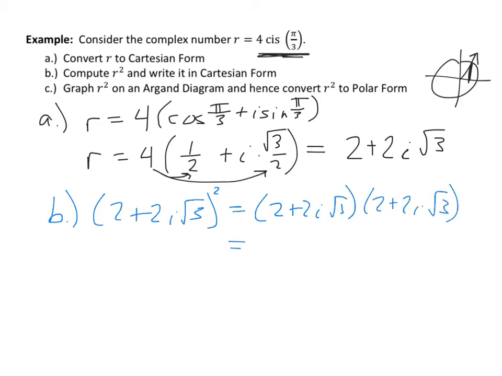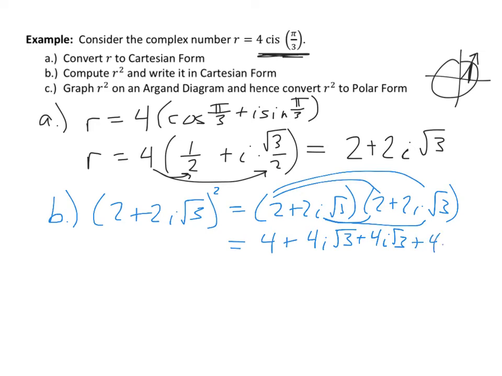So if I FOIL this out, 2 times 2 is 4, and then here I'm going to get 4I root 3. Here I'm also going to get 4I root 3, and here is where I get 4I squared root 3 squared, which just means another 3. But we know that this I squared is just going to turn into a negative, so that's minus.